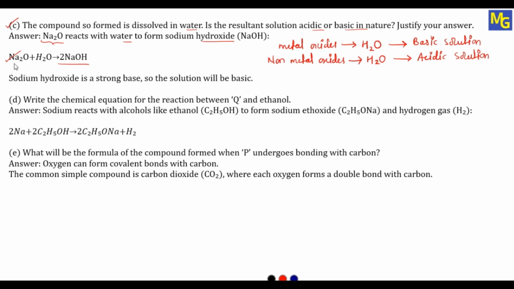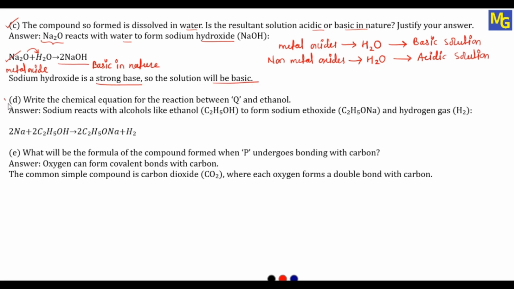So as I know, sodium is a metal, so it is a metal oxide. And according to our basic rule, when a metal oxide combines with water, it should give a basic solution. So this is basic in nature. I hope you understood this. So sodium hydroxide is a strong base, so the solution is basic.